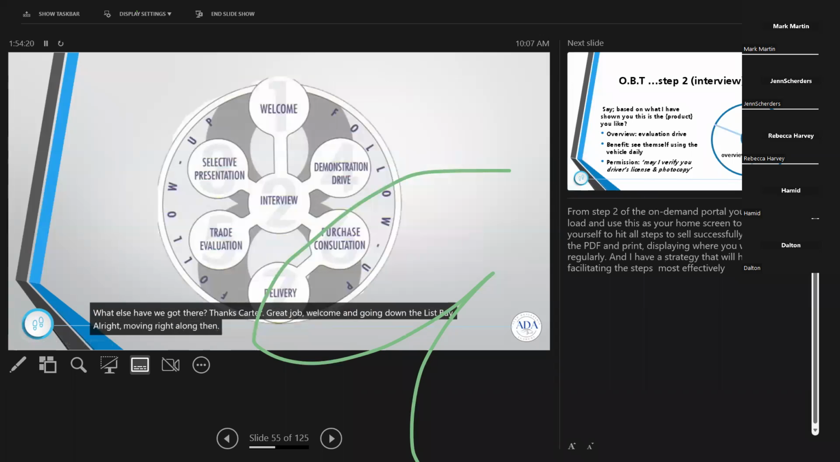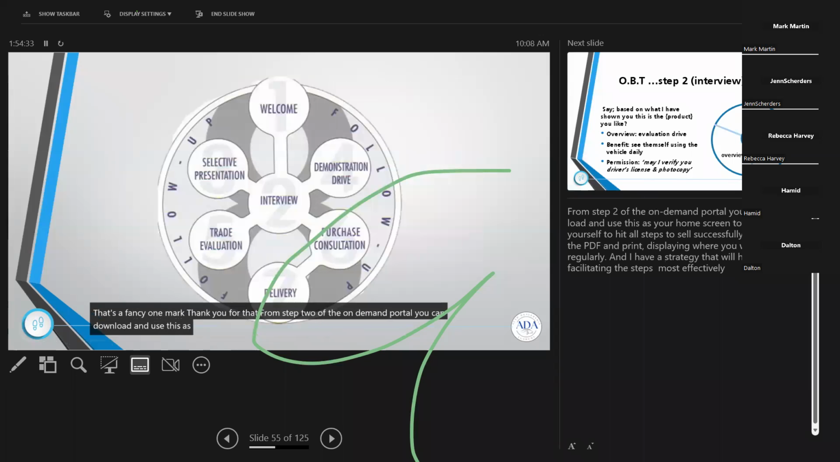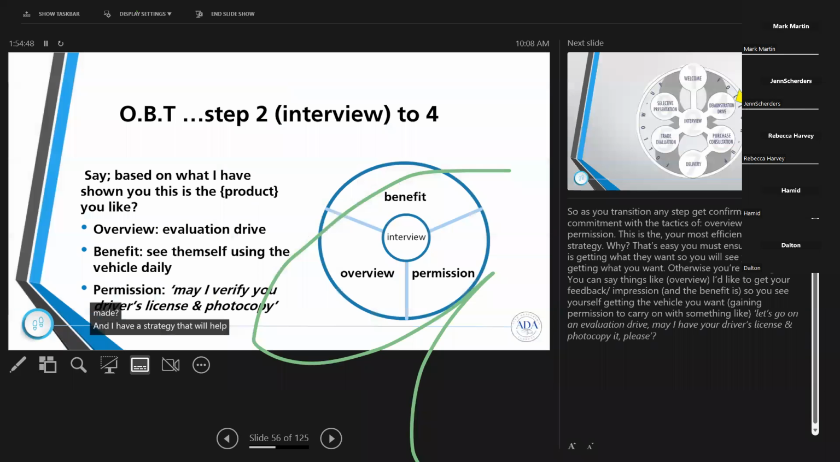From step 2, that's a fancy one, Mark. Thank you for that. From step 2 of the on-demand portal, you can download and use this as your home screen to remind yourself to hit all steps to sell successfully. Download the PDF and print. Display it where you will see it regularly. You got it, Hamid. And I have a strategy that will help you facilitate these steps most effectively.